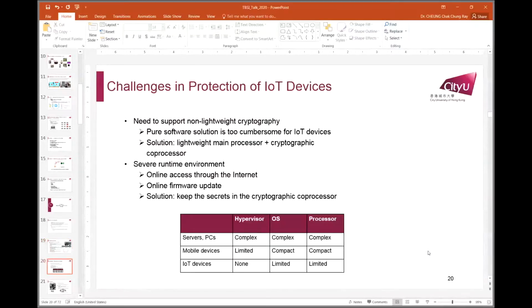So the main challenge today, when we want to secure RISC-V for IoT devices, is that we need to support non-lightweight algorithms, which are quite heavyweight. The solution is to have a lightweight coprocessor approach and also a cryptographic coprocessor, and you also want to reduce the runtime for this processor. That's why you may want to keep some secret inside the chip. IoT devices are quite different from PCs and mobile devices. Again, they're very tiny devices, and the resources are very limited.